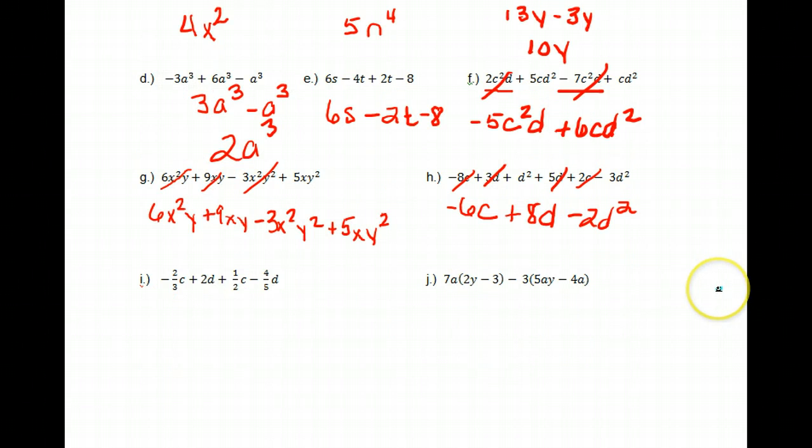Moving on to letter I. This one is a fractional example. Please go ahead and pause the recording. Take a minute to solve it, and then we'll come back together.